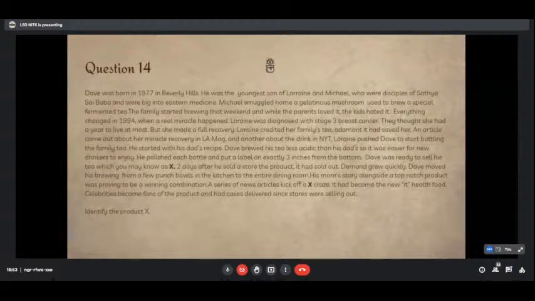Once again, running through the question. Family which was very big into Eastern medicine smuggled home a gelatinous mushroom which was used to brew a special fermented tea. Supposedly miraculously cured cancer for Lorraine, and very popular right now among celebrities and health professionals and people who are into that. So we want you to identify X.